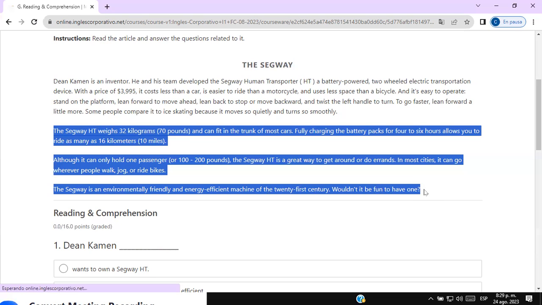Thank you, Oscar. Although it can only hold one passenger of up to 100 pounds, the Segway HT is a great way to get around or do errands. In most cities, it can go wherever people walk, jog, or ride bikes. Okay, continue. The Segway is an environmentally friendly and energy efficient machine of the 21st century. Wouldn't it be fun to have one?